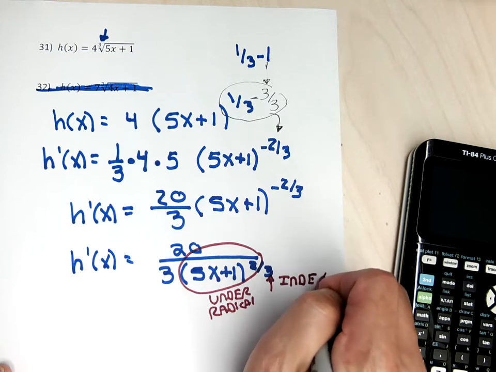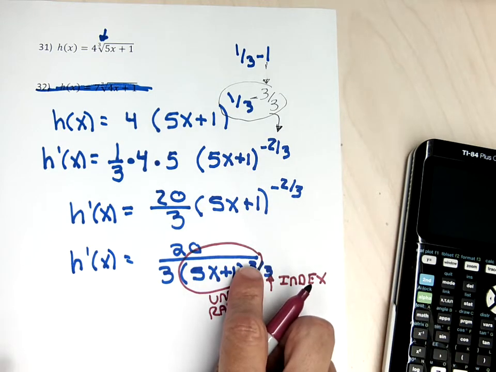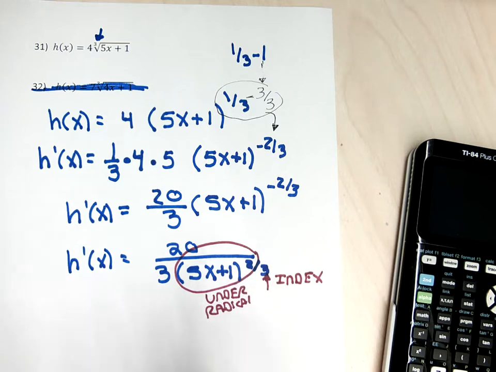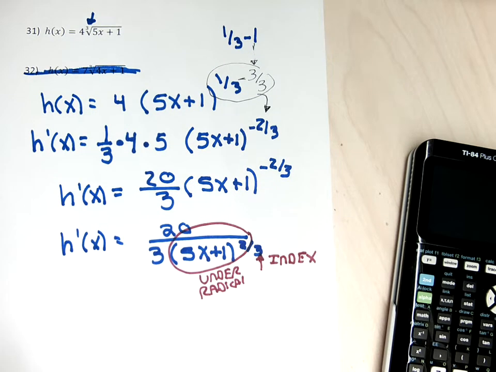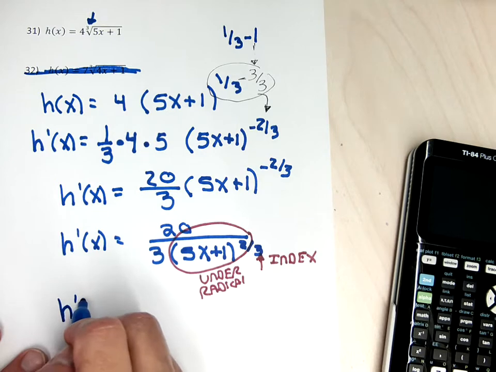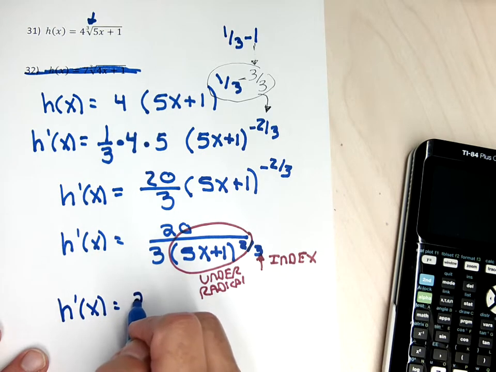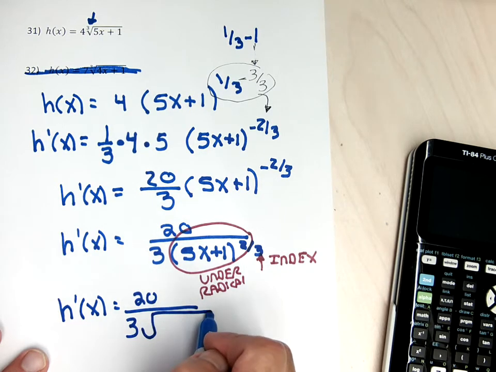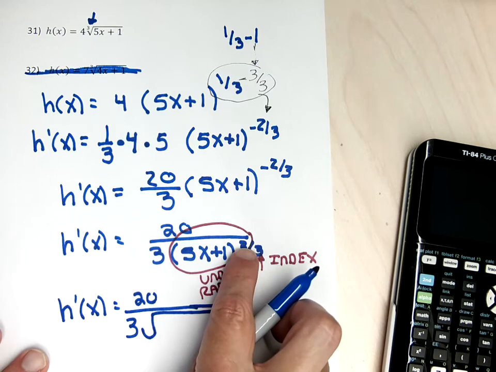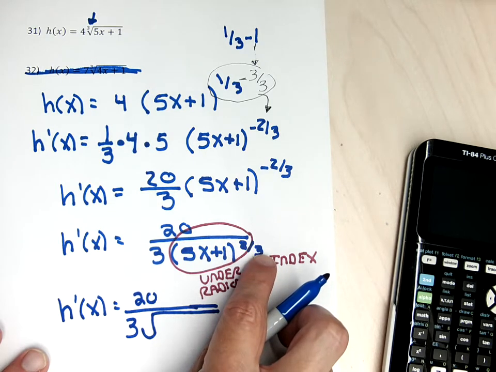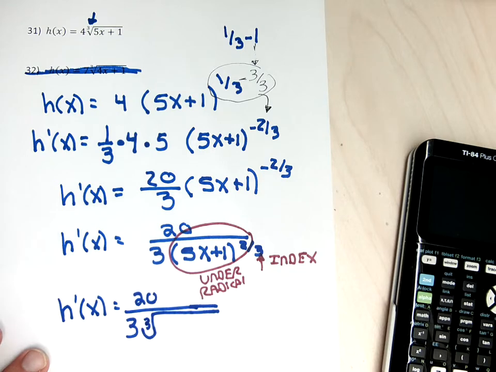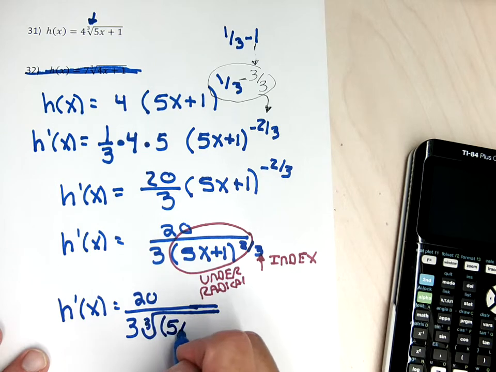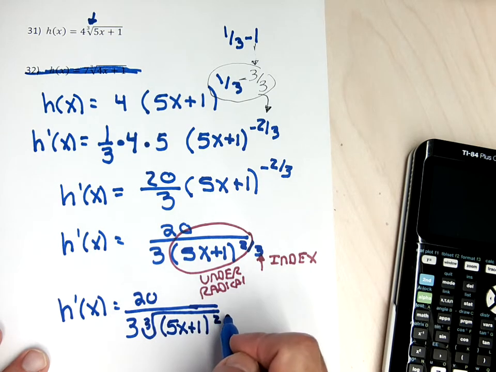So if you have a fraction exponent, and it's not like 1/3 that turns into a cube root or 1/2 that turns into a square root, if it's a number other than 1 in the numerator, that number is going to get buried under the radical. So when I go to write this answer nicely, the 20/3 part is going to stick with me. Fraction exponents turn into radicals, and if the exponent is not 1 over something, only the denominator becomes the index, so that 3 is going to become the index, and the 5x plus 1 squared is going to go under the radical. And that I'd call the best answer.